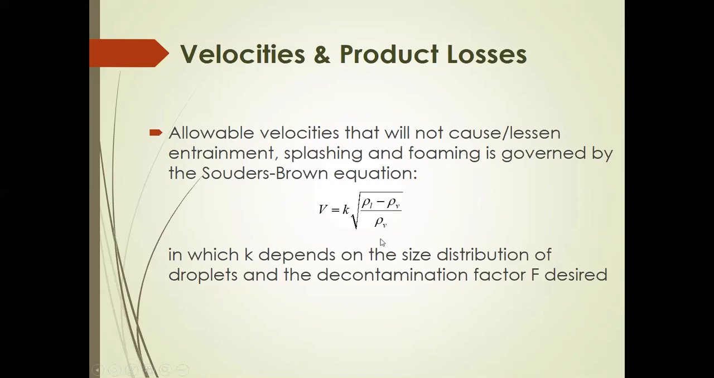So in this formula, you have the K, a constant that depends on the size distribution of the droplets, and the decontamination factor F, which I will show to you in a little while. So this K has to be determined based on the decontamination factor F. The rho L and the rho V are densities of the liquid and the vapor. So you only need these two because anyhow this one, if given by the problem, will simply be substituted in the formula. If not, you have a separate formula for the K. So that would now give you the velocity that will not cause entrainment or that will lessen or decrease entrainment.